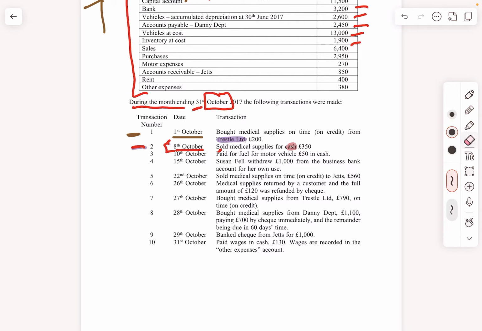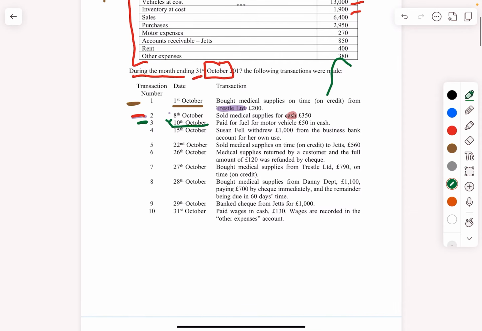Now the third transaction, it says 10th of October, paid for fuel for motor vehicle in cash. Okay, let's think about it. So what do we have? We have fuel for motor vehicle. That means it's expenses, motor vehicle expenses. And in cash. The other account is called cash, both 50.